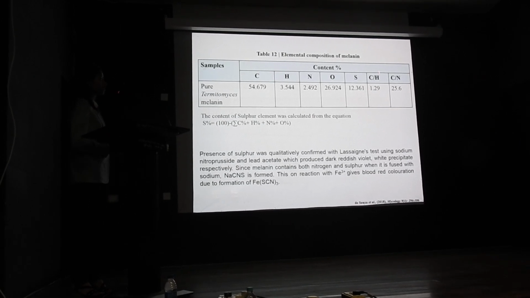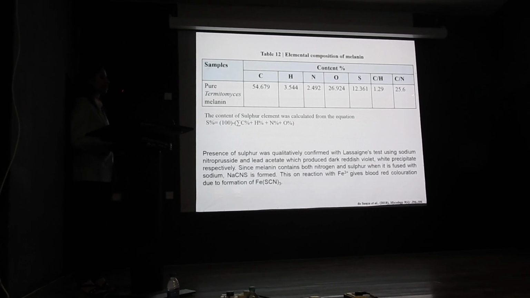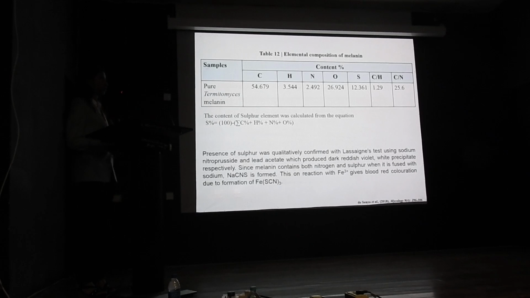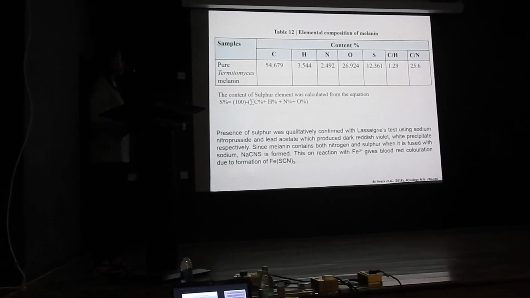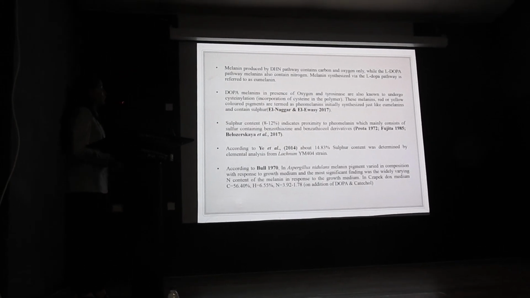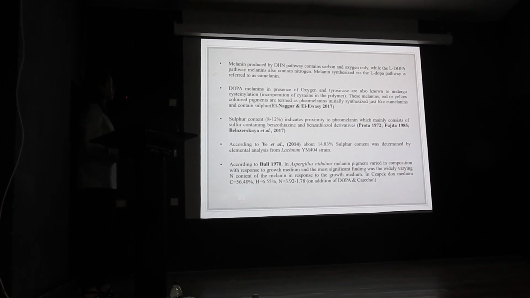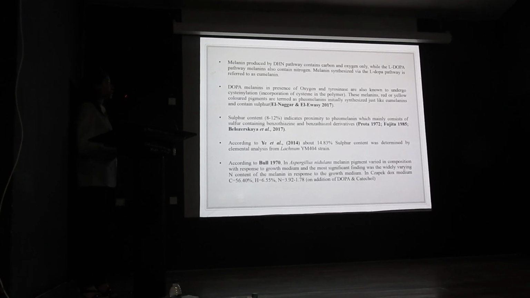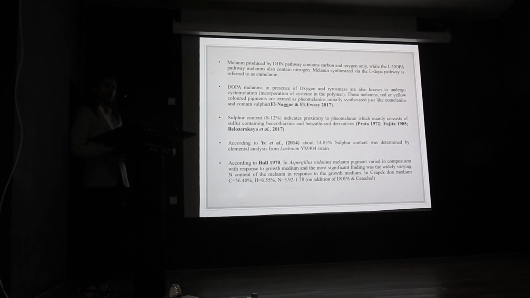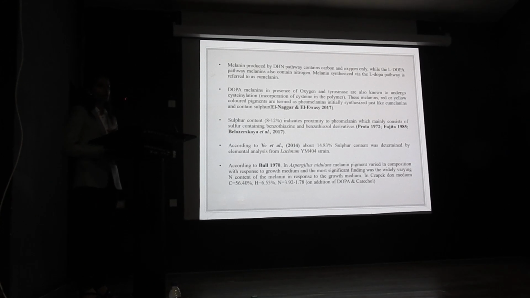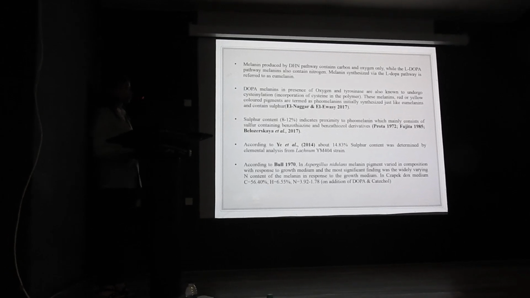It was seen that it is sulfur containing, with around 12% sulfur reported, with a C/N of 25.6, while Auricularia was reported to have 24.4. And this sulfur was qualitatively estimated using Lassaigne's test. Melanins are basically of two major types: DHN based or L-DOPA based. In the DOPA pathway, in the presence of oxygen and tyrosinase, they undergo cyclization, and sulfur is incorporated into the structure, leading to pheomelanin production, which has sulfur content in it. Whereas eumelanin has no sulfur content, only nitrogen.